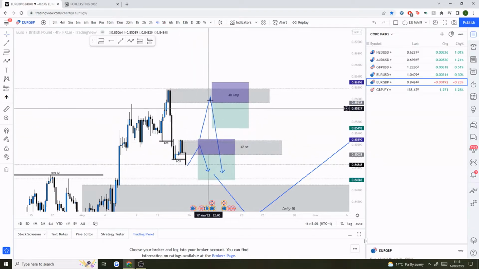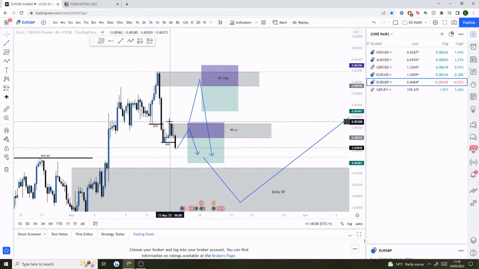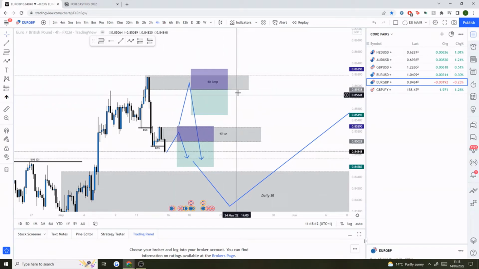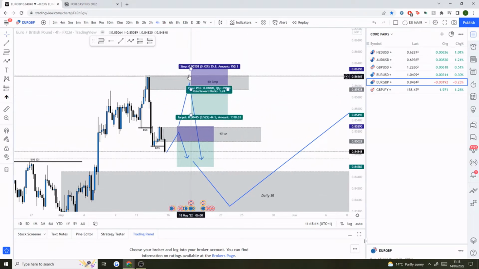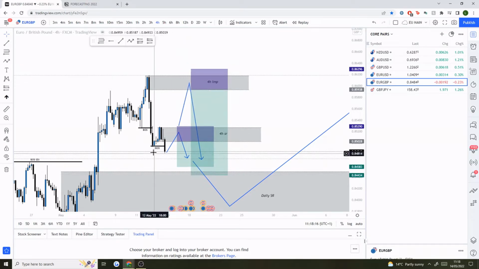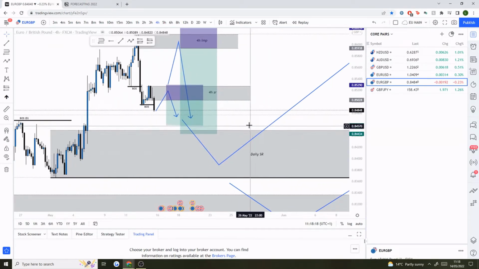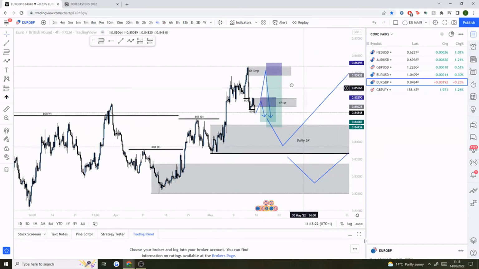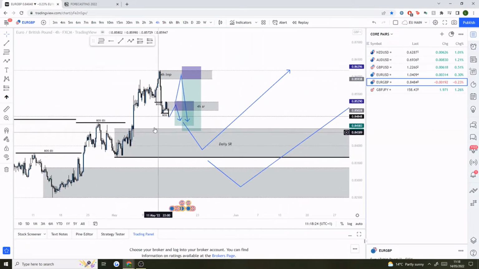If we end up coming straight back up here and we break this level, then I will still expect sells to come into the market, and I will expect sells to come from this 4-hour impulsive, and then we can target at least the daily SR. And then, like I say, once we do get into this daily SR, I'll be looking to follow most likely the 1-hour or the 4-hour structure to then buy.